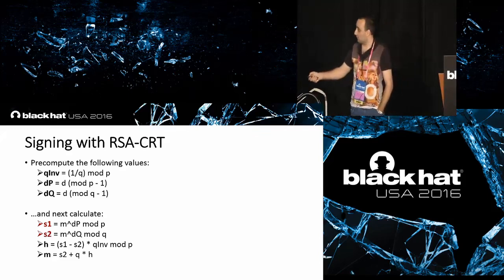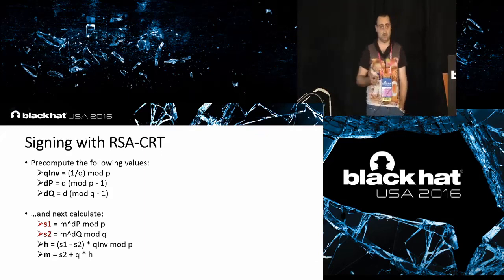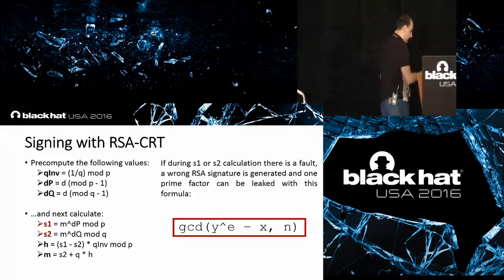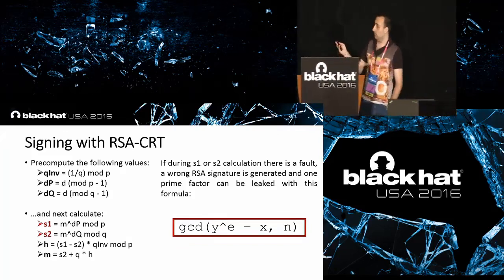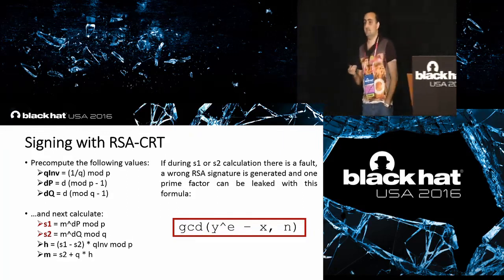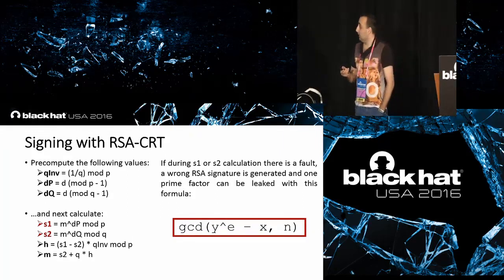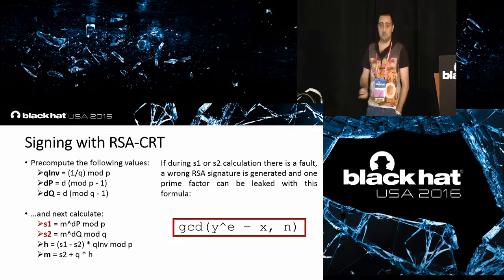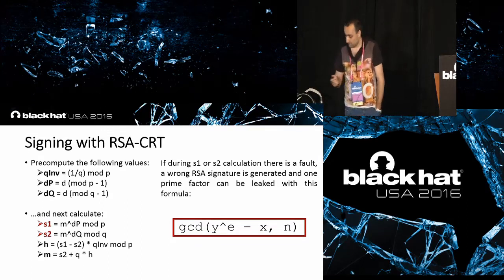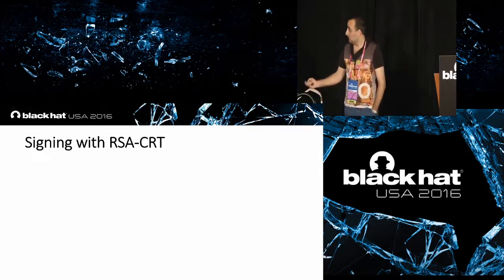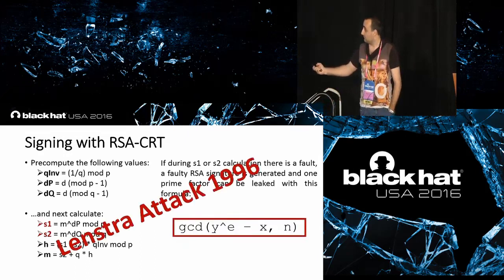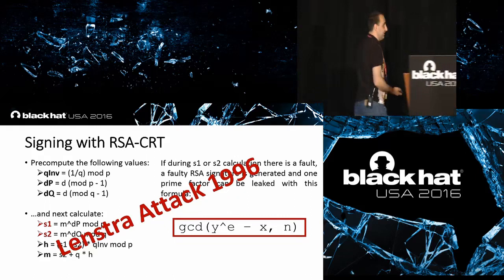And especially the calculation of S1 and S2 is very critical, because if there is a fault during the calculation of one of these two values, basically a faulty signature is generated. And a prime factor of N, a prime factor of the public key, can be calculated by using the greatest common divisor function. And actually, it is the Lenstra memo, the Lenstra attack of 1996.